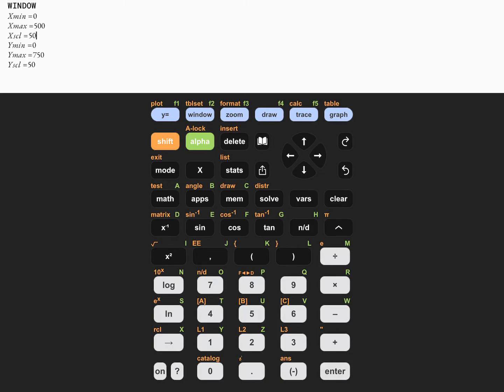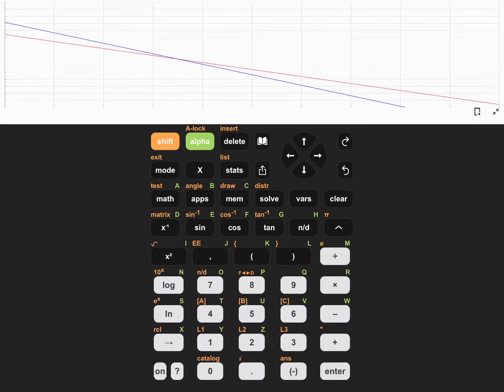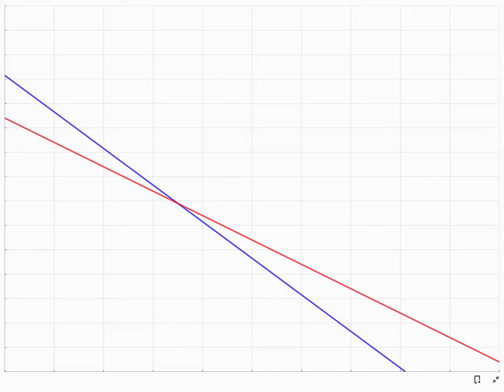All right, fingers crossed here. Let's hit graph. And when we do that, I can see both my y1 and y2 equations. So our first equation is blue on my screen and our second equation is red. So I can see that they intersect one another, which is great. I need to be able to see that point to do our next step.